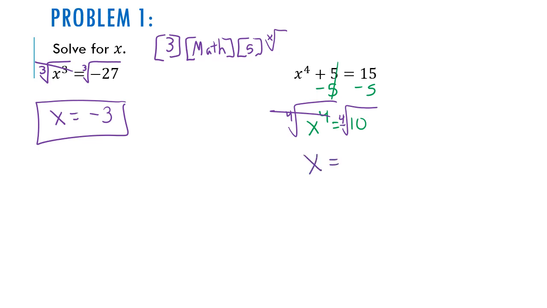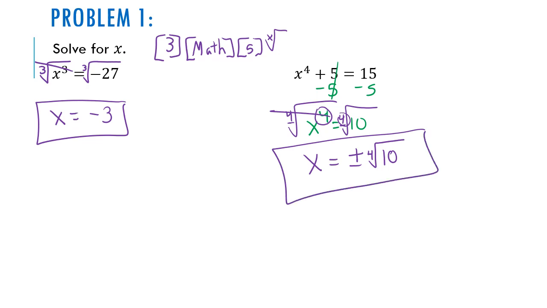Now, since the index here is even, we're going to have plus and minus the fourth root of 10. If you have an even exponent, or in this case index, when we use the inverse, we'll end up with a plus and minus sign. And you're done. You don't have to calculate what the fourth root of 10 is. It's some decimal.